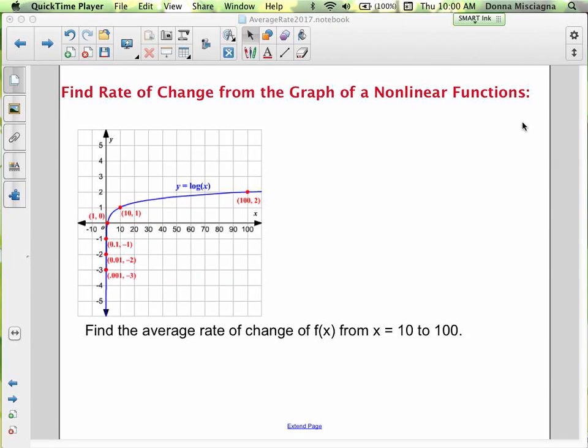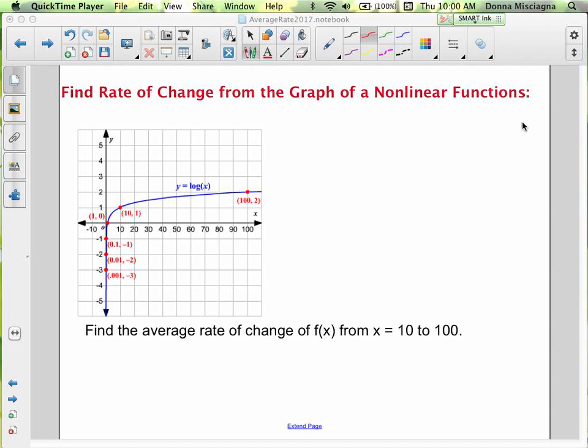All right, so welcome. We're finding average rates of change. So we're going to find the rate of change from a graph of a nonlinear function. So this is the graph of y equals log x. Remember, if there's no base written, then it's a base of 10. All right, we want to find the average rate of change from x equals 10 to x equals 100.